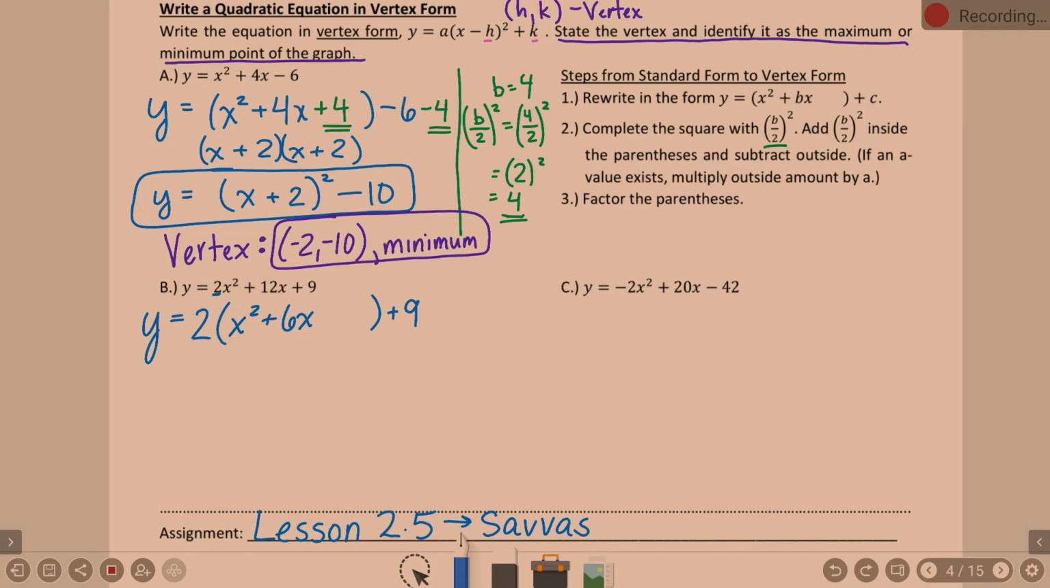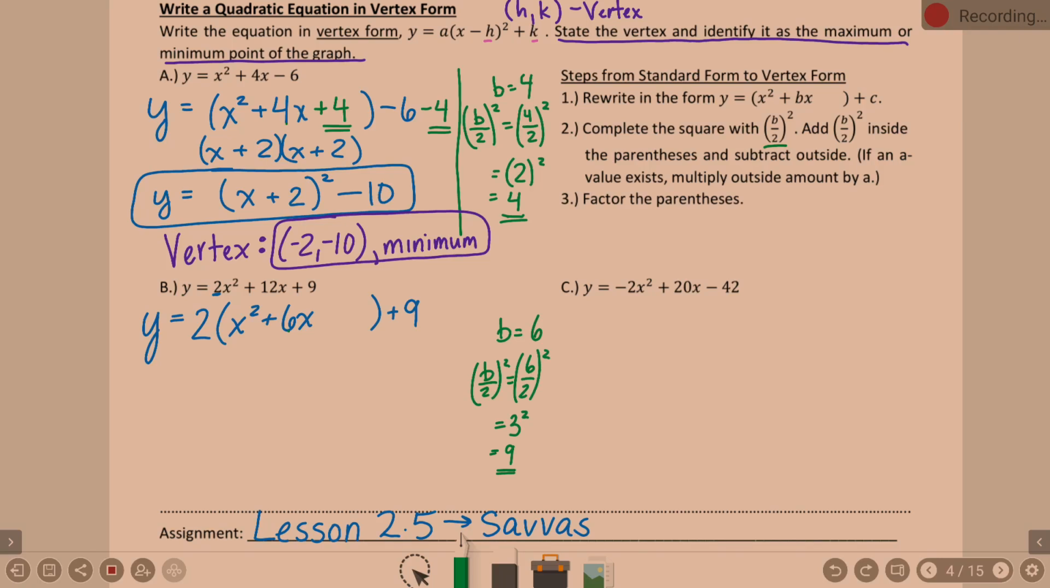Okay, step 2. Let's talk about B. What is my current B? Current B is what we are working with, which is 6. So then we're going to do b divided by 2, quantity squared. That means I'm doing 6 divided by 2 squared. 6 divided by 2 is 3. 3 squared is 9.